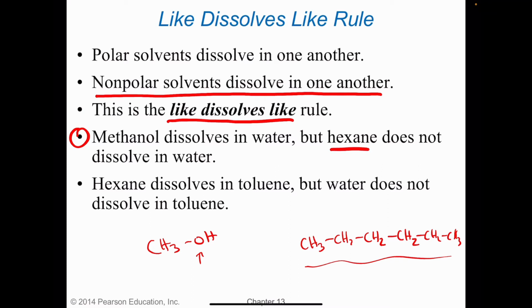But they're not going to dissolve in each other. So that's a counterexample of like dissolves like. Hexane, so I just drew a hexane. It dissolves in something called toluene. So toluene also, it's got like 7 carbons, and they kind of form a ring structure.